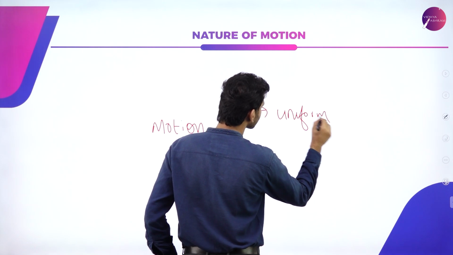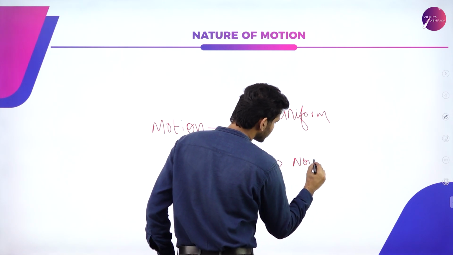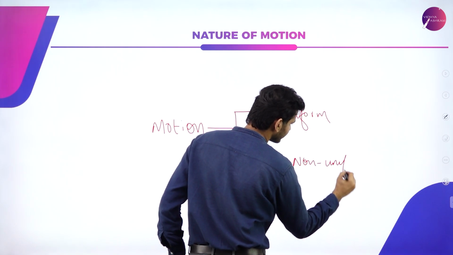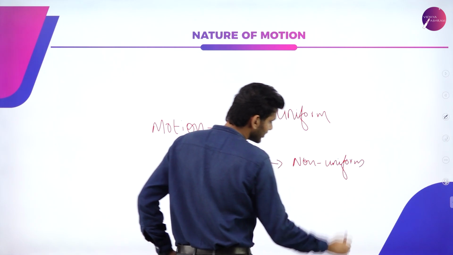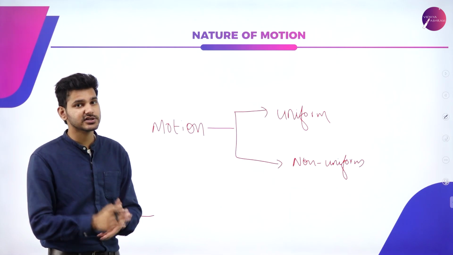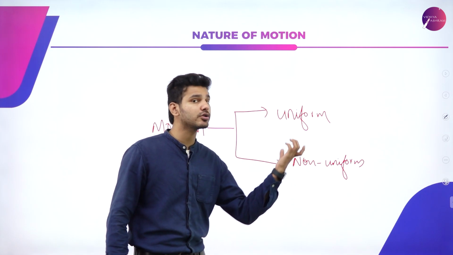and non-uniform motion. So there are two types of motion that is concerned for you, that is uniform motion and non-uniform motion.